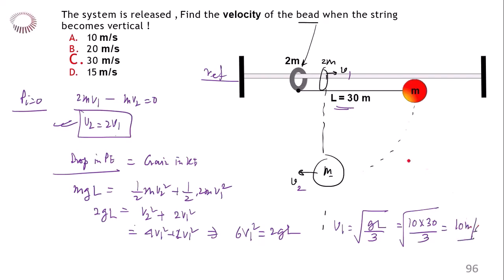So the velocity of the bead will be 10 meter per second towards right. So the bead is moving towards right, the ball is moving towards left. Now what is v2? v2 should be 20 meter per second once the string is vertical. Okay. So these are some typical examples where you apply the conservation of momentum along with the conservation of energy. Understood?